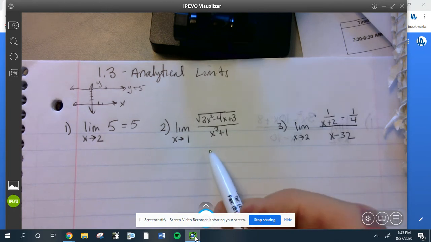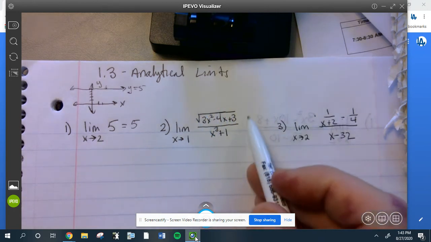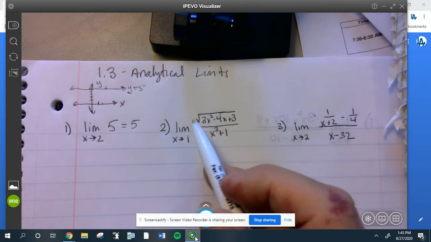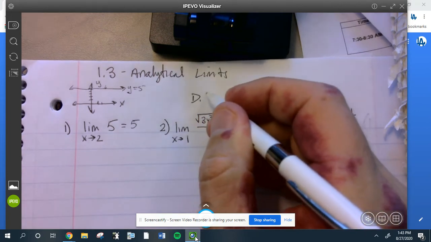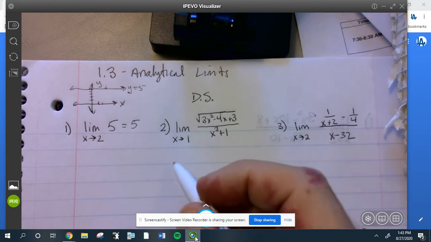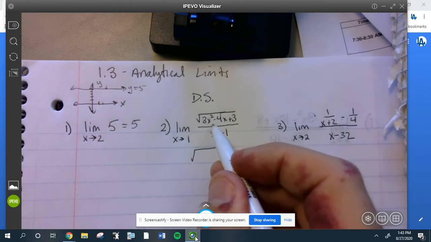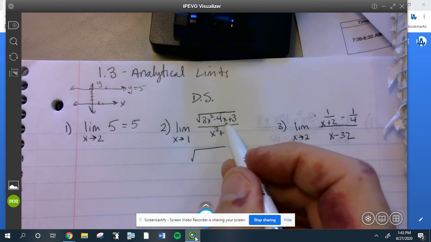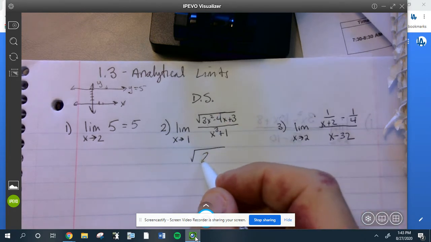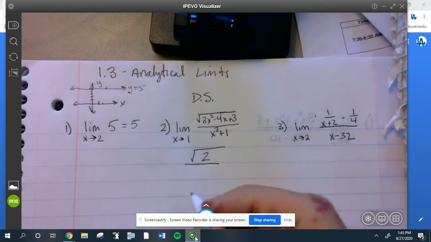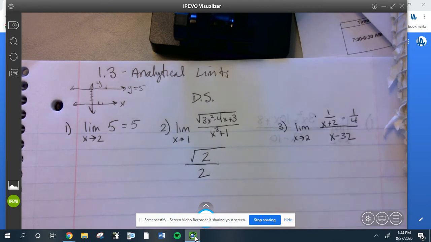The next question, limit as x approaches 1 of this composite function, a very complicated function. First thing you do is direct substitution. Plug 1 in. So we have the square root of 3 minus 4, negative 1, plus 3, which is 2, over 1 cubed plus 1, which is 2. Square root of 2 over 2, done. Don't have to do anything else.